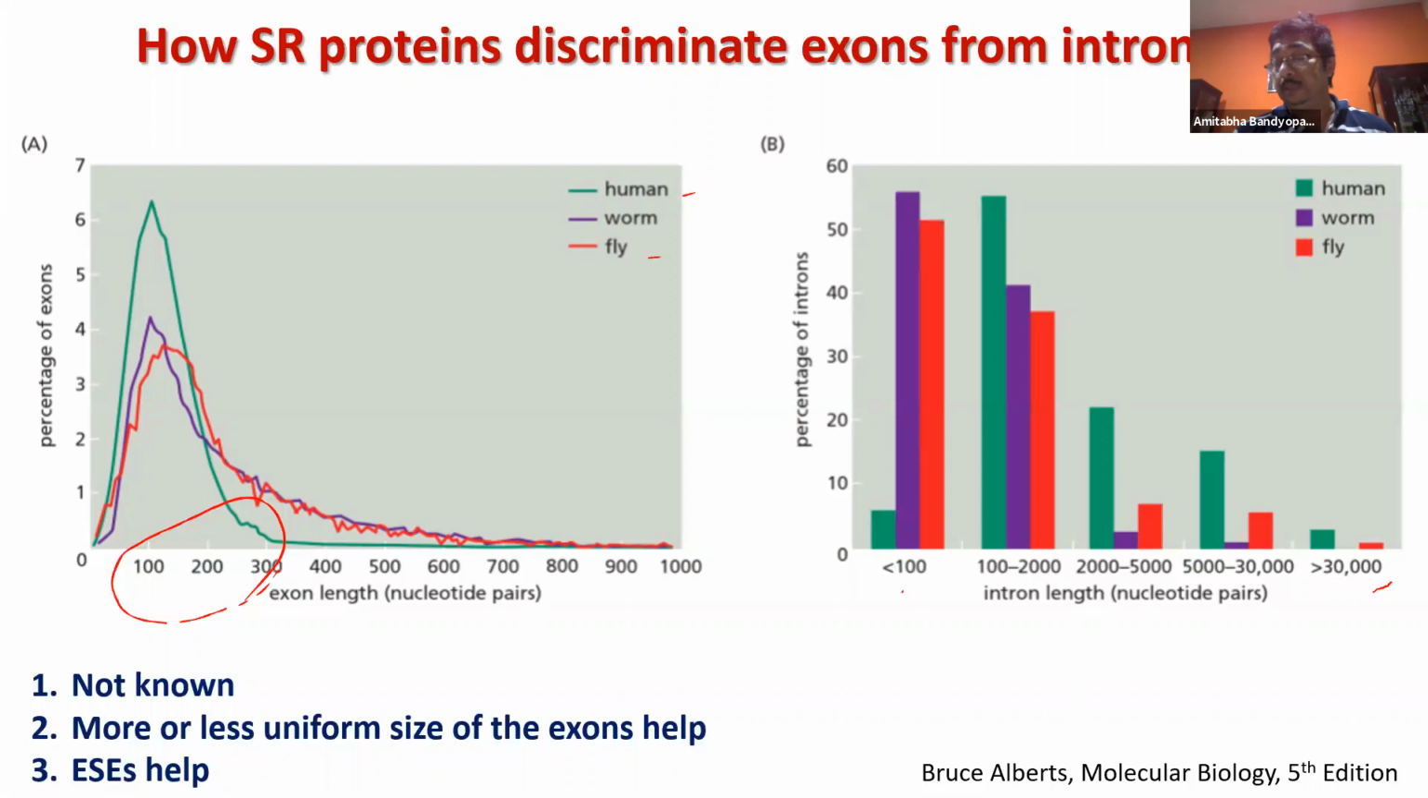And of course the ESEs. But you should know, first of all, how the exons are discriminated from introns. The answer in full detail, I don't know. I do not think even the scientific community knows. But there are certain features. One is the more or less uniform length of the exons, and the presence of the ESEs.